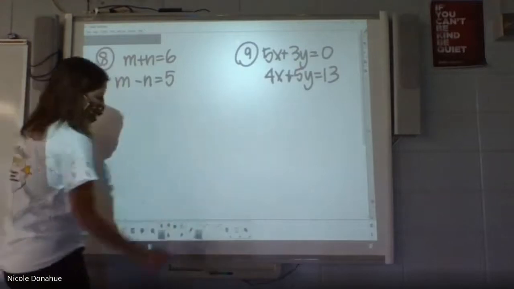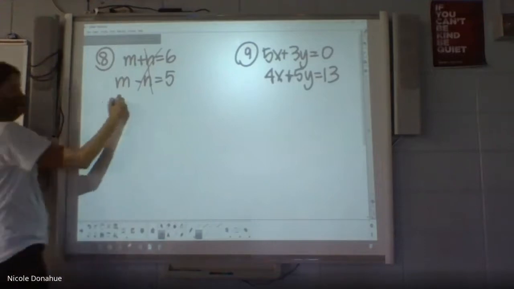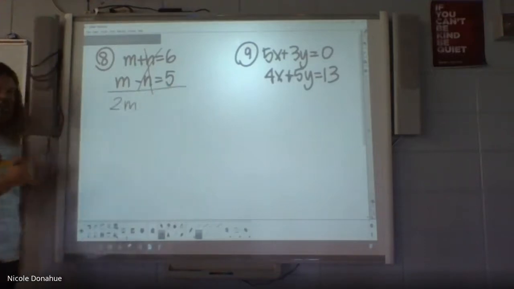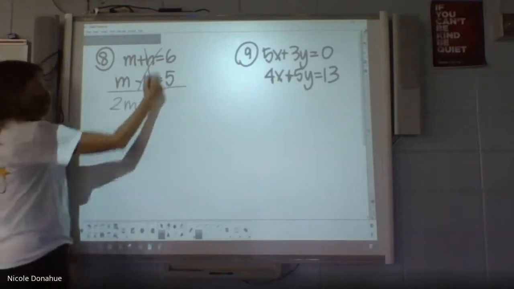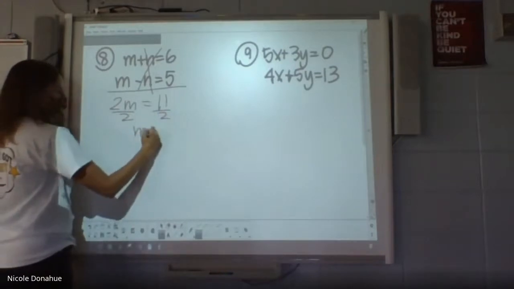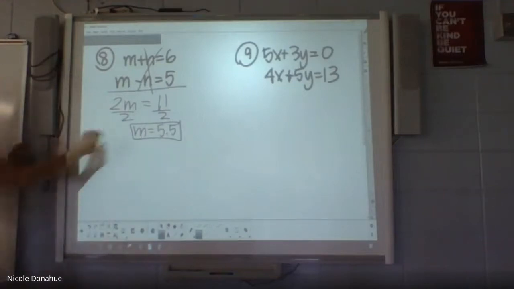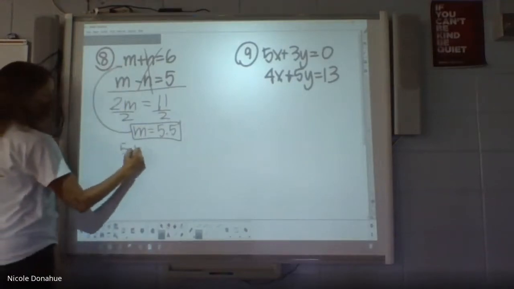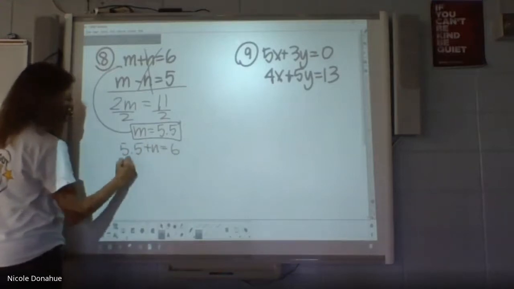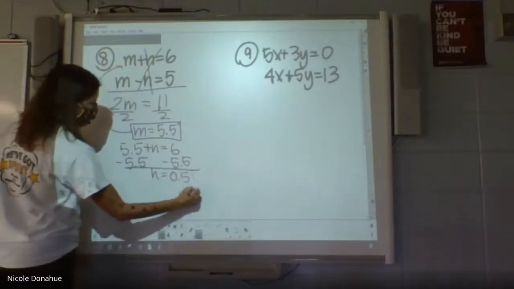So 8 and 9. For 8, you can just eliminate the n's right away. However, you have to be careful as you do this, because n minus n is 0, but m plus m is 2m. And then 5 and 6 is 11, so m ends up being 5.5. Once I know m, I have to put that back in. And there's our m.